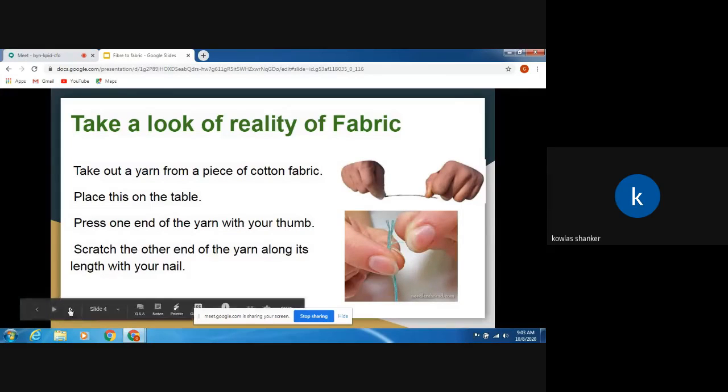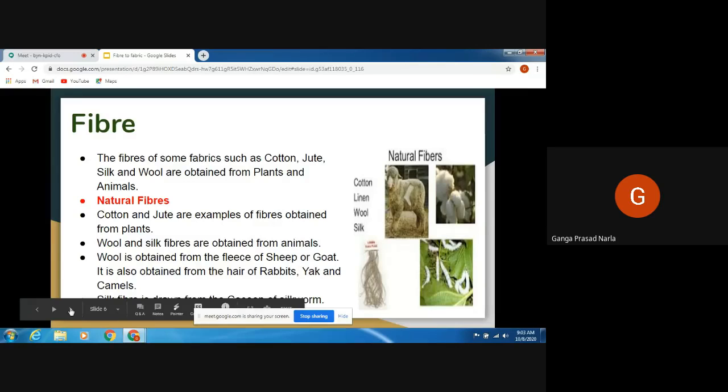So fibers are of two types. The fibers of some fabrics such as cotton, jute, silk, and wool are obtained from plants and animals. I think everyone knows what cotton fabric is. So cotton, jute, silk, and wool fabrics or fibers are obtained from plants and animals. These fibers are called natural fibers because these fibers are obtained from plants and animals.